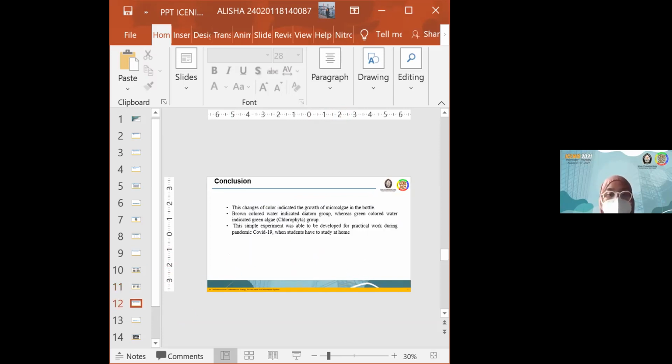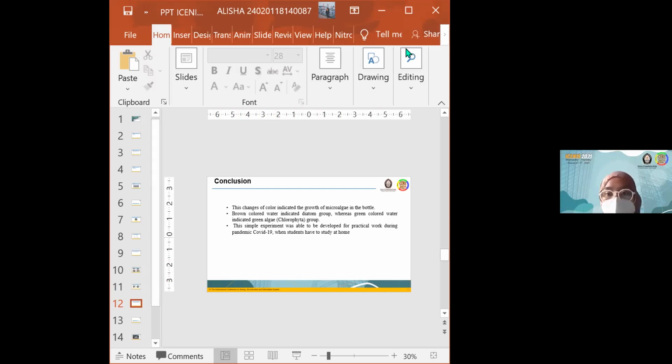So in conclusion, these changes of color indicated the growth of microalgae in the bottle. Brown colored water indicated the diatom group, whereas the green colored water indicated the green or Chlorophyta group. The simple experiment was able to be developed for practical work during the COVID-19 pandemic, when the students have to study at home, but they are still able to get their competence by a small project-based learning.